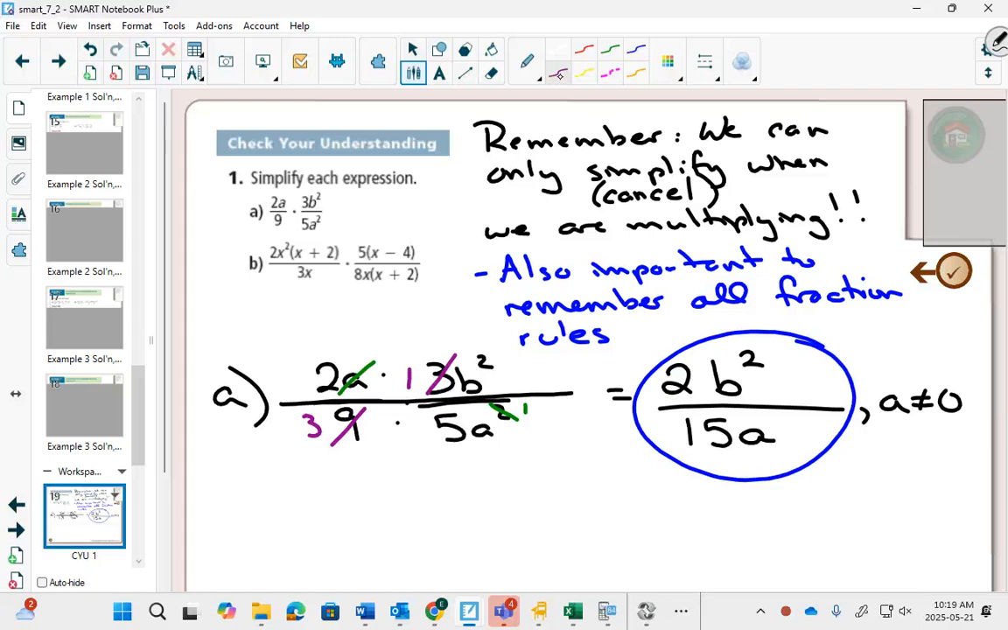Yes? In the textbook, they also put a 1 to the a. Do we have to, or can we just leave the 1?